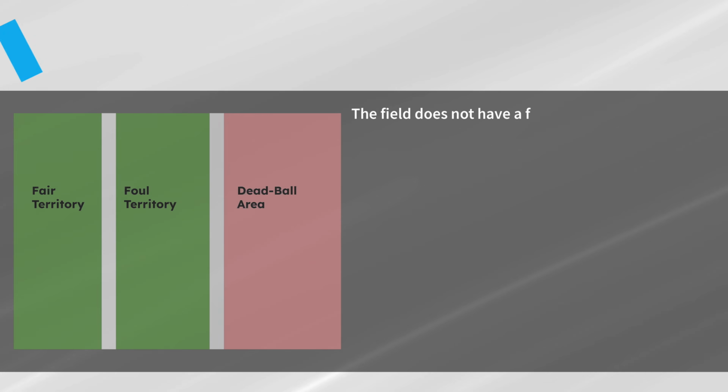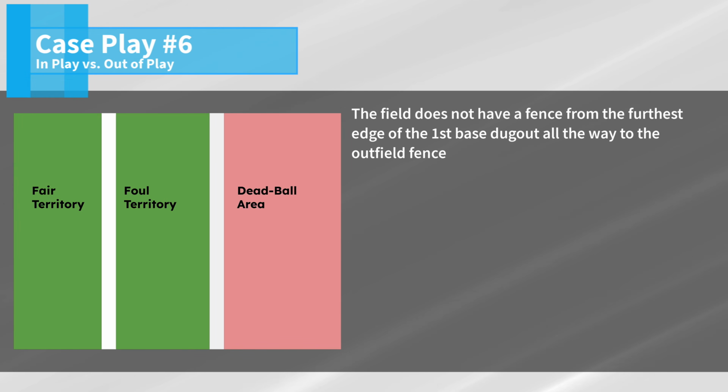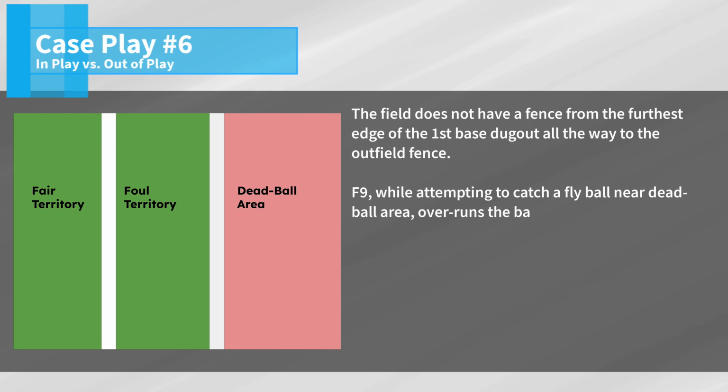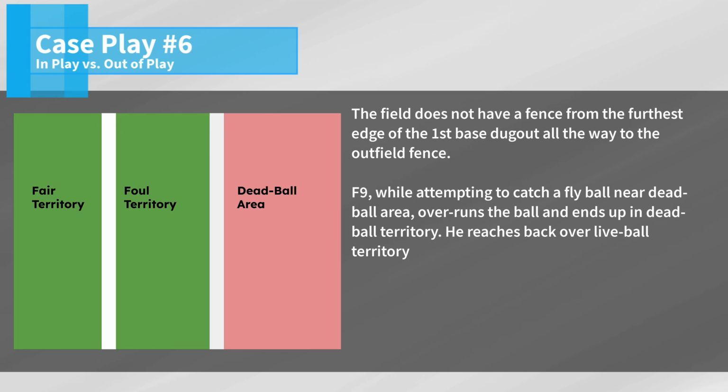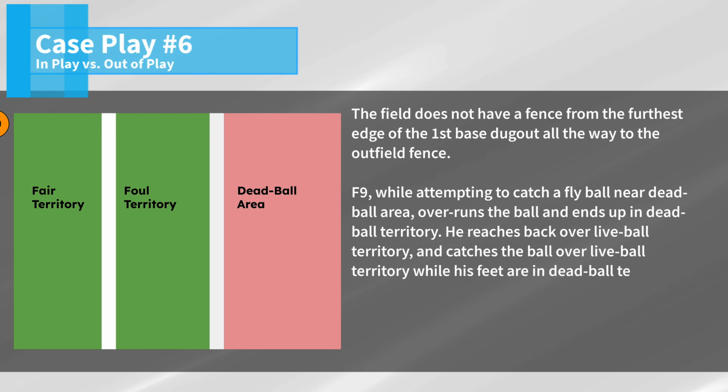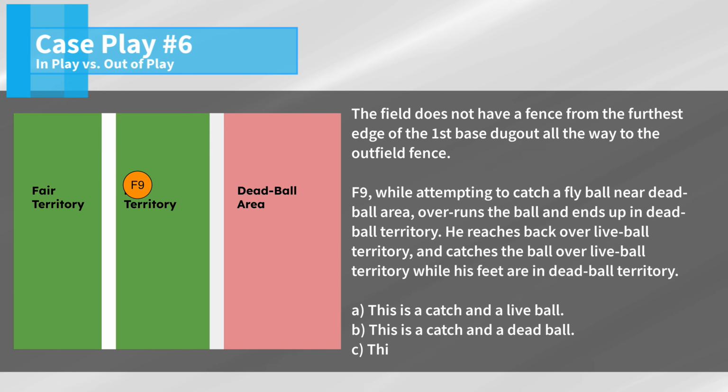Case play number 6. The field does not have a fence from the furthest edge of the first base dugout all the way to the outfield fence. F9, while attempting to catch a fly ball near dead ball area, overruns the ball and ends up in dead ball territory. He reaches back over live ball territory and catches the ball over live ball territory while his feet are in dead ball territory. Is this A, a catch and a live ball? B, a catch and a dead ball? C, not a catch and a dead ball?